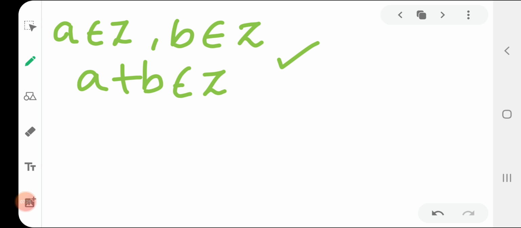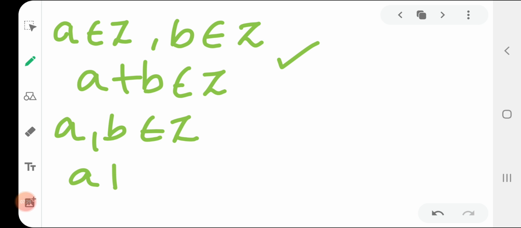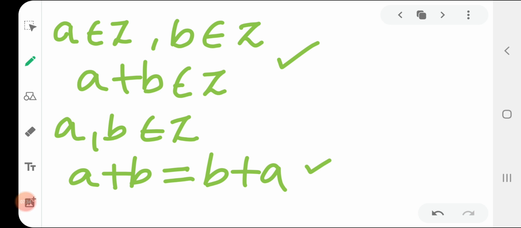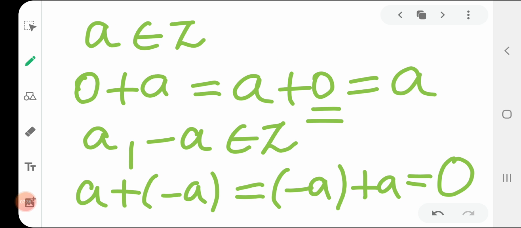Next, commutative property. a, b belongs to Z, a plus b equal to b plus a. This is the commutative property. Next, identity property. a belongs to Z, 0 plus a equal to a plus 0 equal to a. This is the identity property. Next, inverse property. a and minus a belong to Z, a plus minus a equal to minus a plus a equal to 0.